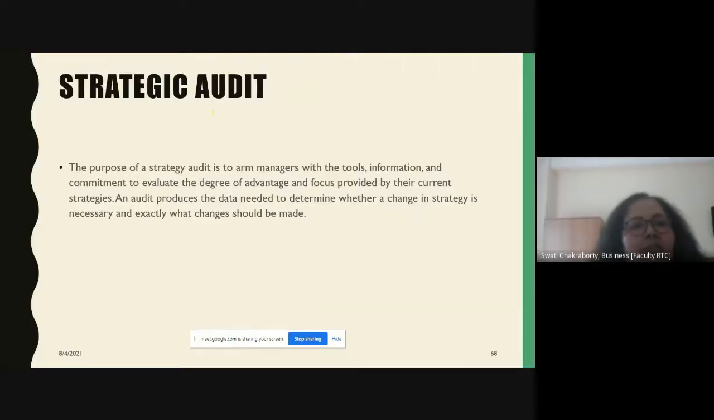Next topic that we have is strategic audit. Okay, what's the purpose of strategic audit? It's actually to help the managers or provide them with tools, information, and commitment to evaluate the degree of advantage and focus provided by their current strategies. What's the degree of advantage that they have? What is the main focus? That is with their current strategies. So, an audit actually produces the data which is needed to determine whether a change in strategy is needed, and not just whether it is needed or not, but also what changes should be made.